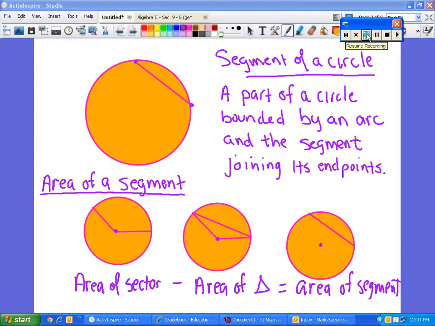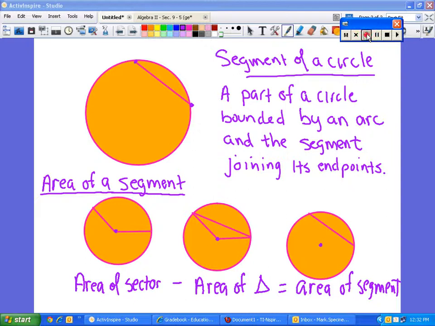All right. In order to find the area of a segment, you have a sector. Basically, you'll be given something that looks like this. What you're going to do is create a segment. You're going to connect the 2 points on the circle with radii, and then calculate the area of this sector.